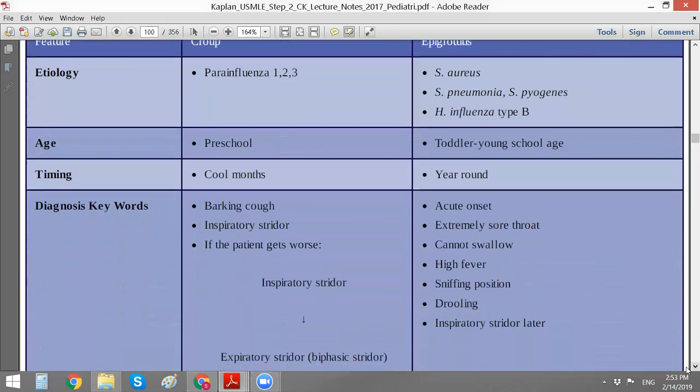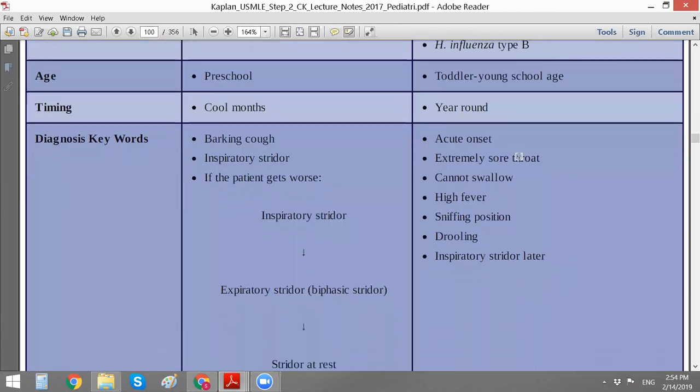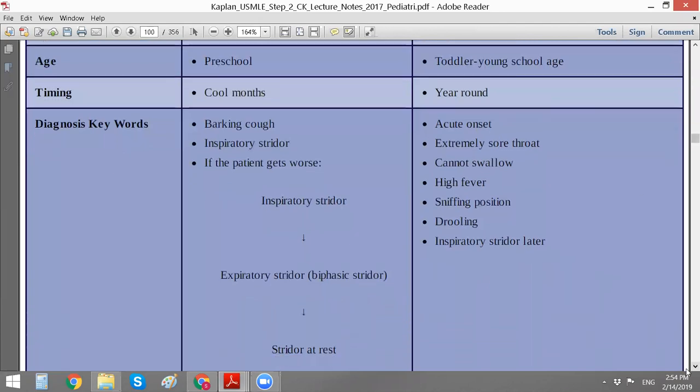And they have just a small comparison between croup and epiglottitis. Croup: acute onset, barking cough and respiratory stridor, sounds like a seal. Epiglottitis: drooling, sniffing position, tripod position, dysphagia, all this stuff. Yeah, high fever, very acute.